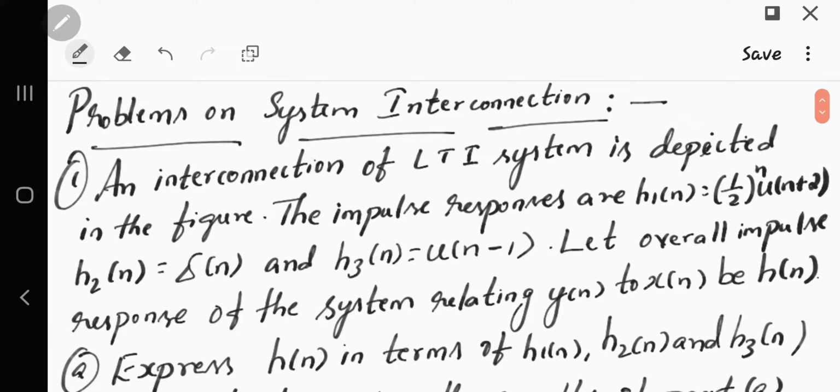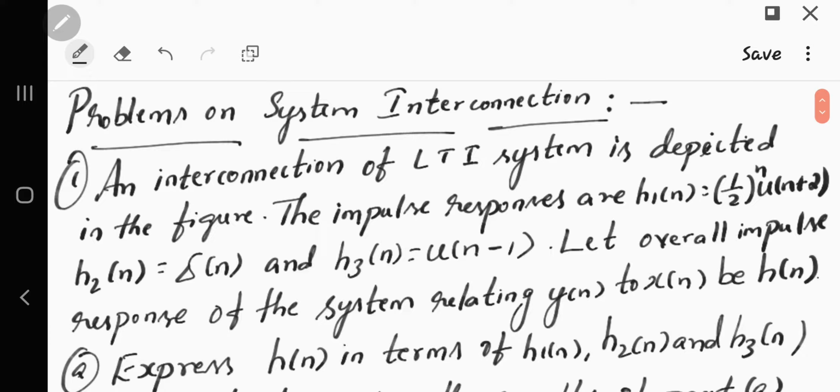The overall system function h of n or h of t will be the sum of the individual impulse responses if the systems are connected in parallel. If the systems are connected in series, then the overall impulse response is the convolution of the individual impulse responses, that is h of t is equal to h1 of t convolved with h2 of t. And it also says that the system order is independent, which is by the commutative property.